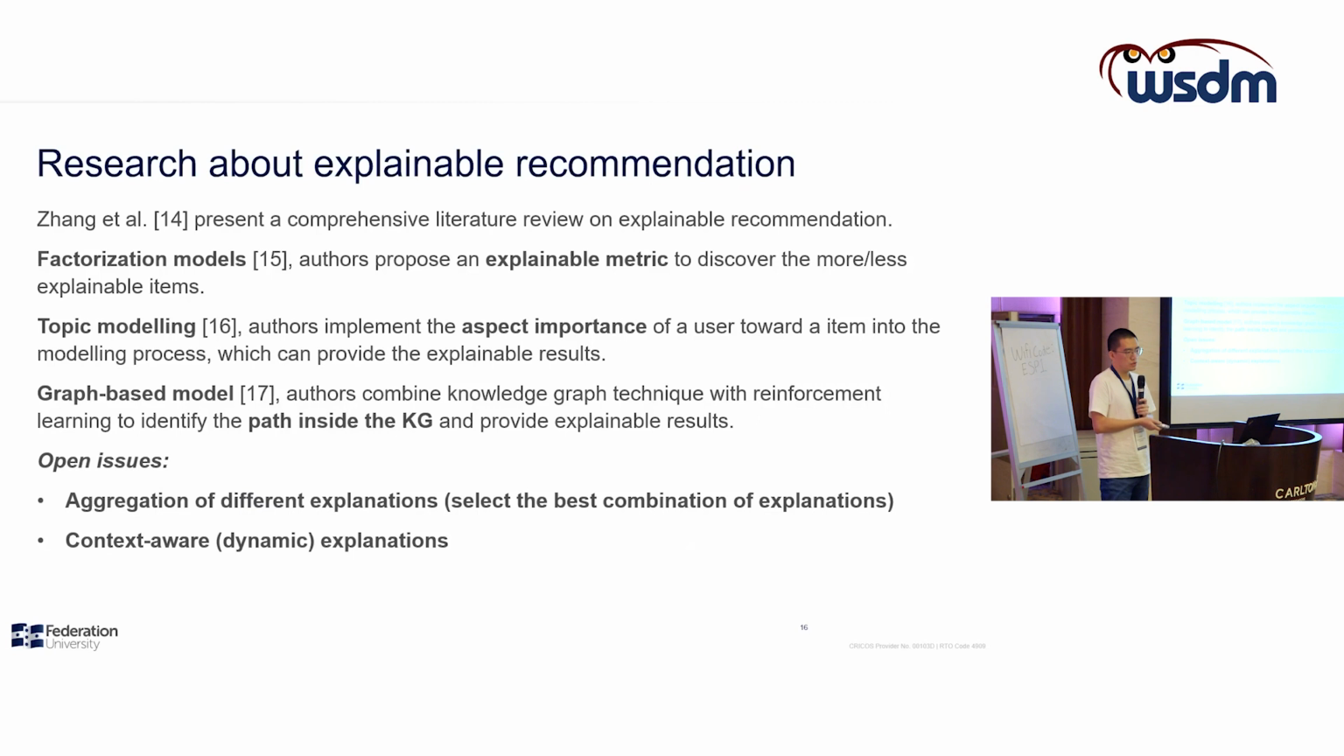So the open issues should be the aggregation of different explanations, such as in a knowledge graph and for a user, the relation of the item, like purchase history. So some of the paths between the users and the neighbors, the items, can be taken as the explanations to the prediction results. So how to select the best combination of explanations is still a challenging thing.